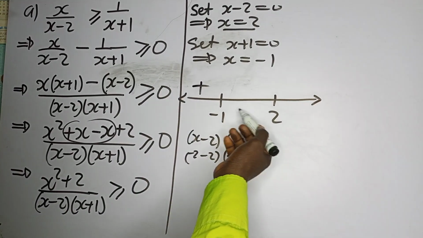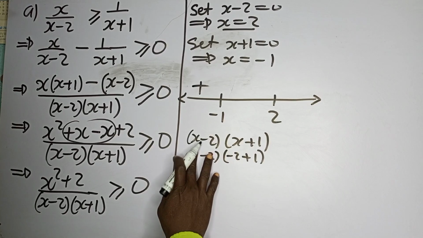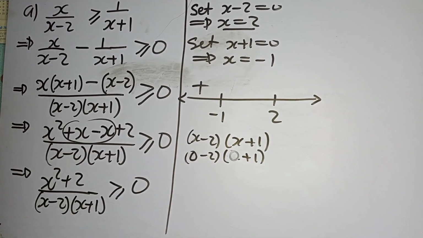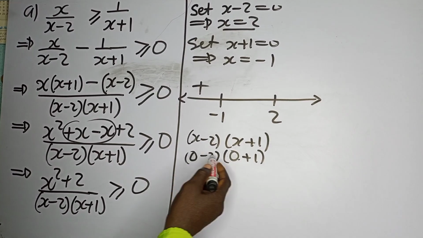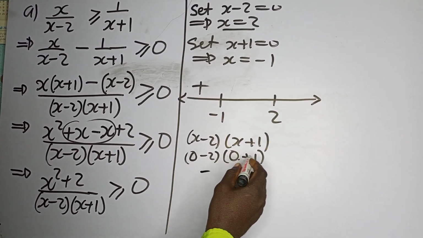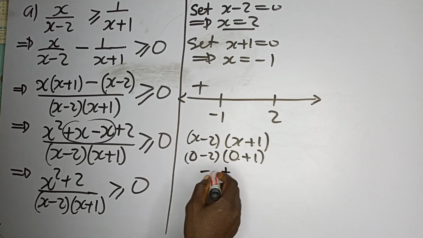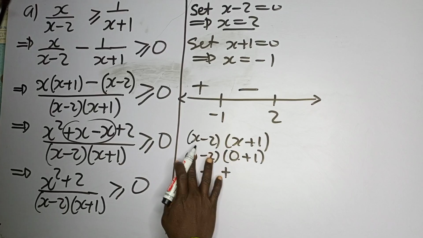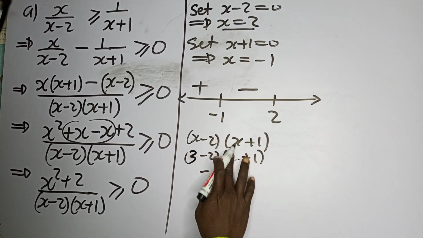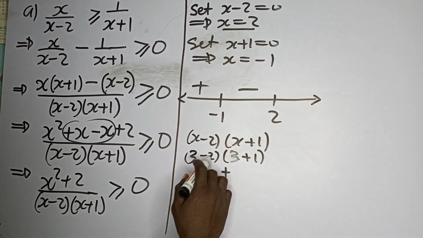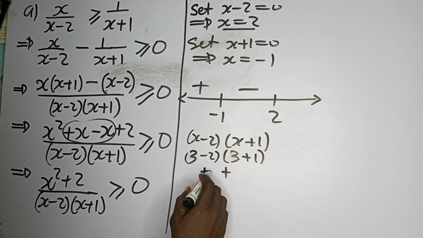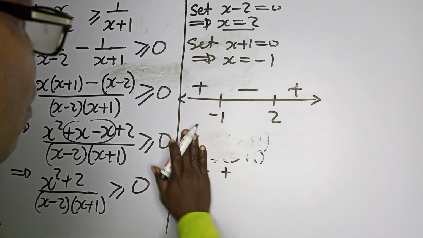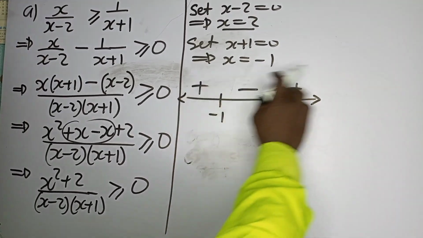Let's enter into this zone. A good value could be 0. So let's take x to be 0. We're interested only in the signs. 0 minus 2 is negative. 0 plus 1 is positive. Negative times positive is negative. Let's take a value in this zone, for example, positive 3. 3 minus 2 is positive. 3 plus 1 is positive. Positive multiplied by positive is positive. So this analysis gives us these signs.